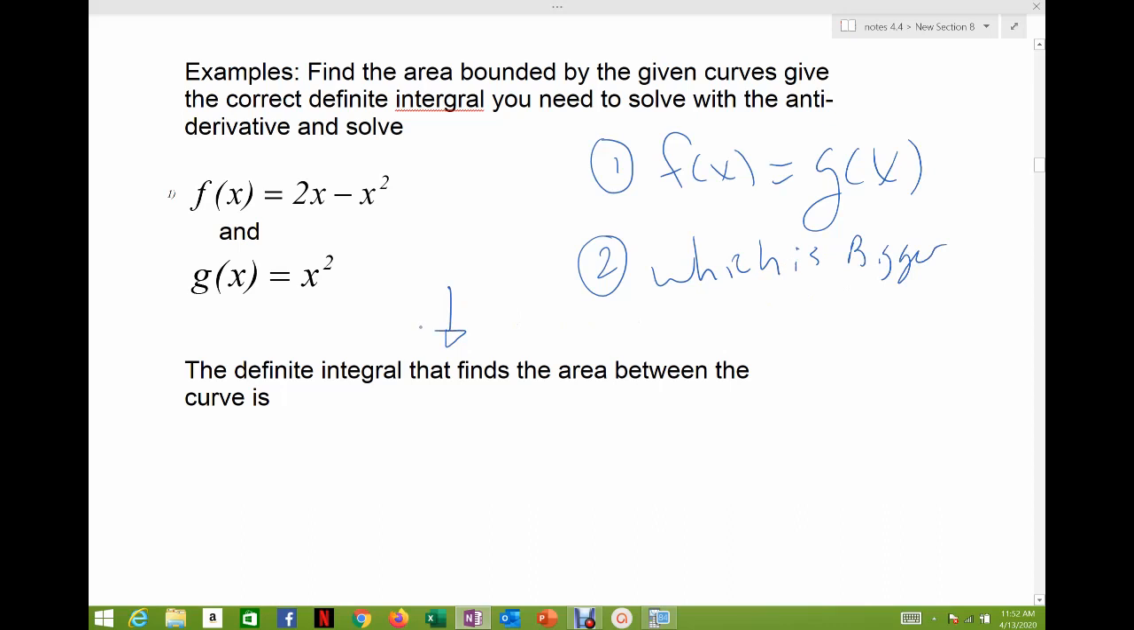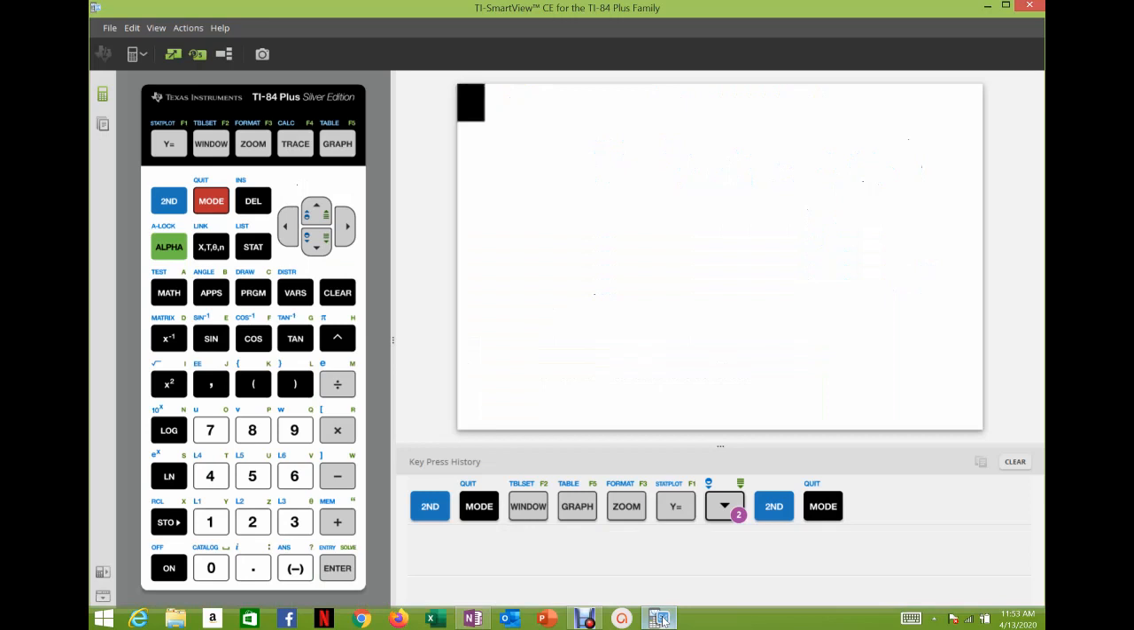And then we set up the integral once we found those two things. And like I said, I'm going to do this all graphically. Alright, so I'm going to pop up my graphing calculator. So I've got my TI-84 here. I've already plugged in the first two functions.